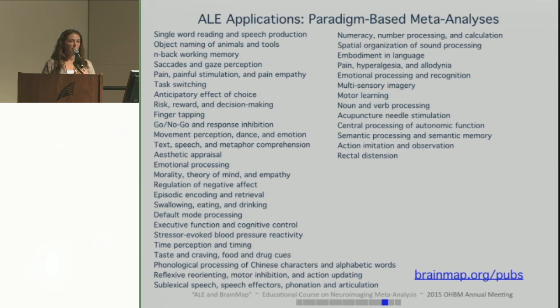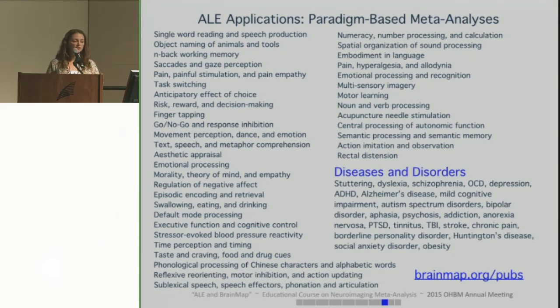So another resource on the BrainMap website, brainmap.org/pubs, is a list of various paradigm-based meta-analyses that have been published in the literature. This is a very, very small and outdated list at this point. These are all meta-analyses that have been published in healthy individuals. There are also a number of meta-analyses in diseases and disorders. I highly recommend you check out the list of publications, because if you're interested in publishing an ALE meta-analysis, it's good to make sure that someone hasn't already done one, so that you're taking a unique approach to addressing meta-analysis in the literature. And also, there are a number of really interesting meta-analyses that have been published, and it's nice to have a model to work with while you are working up your own manuscript.